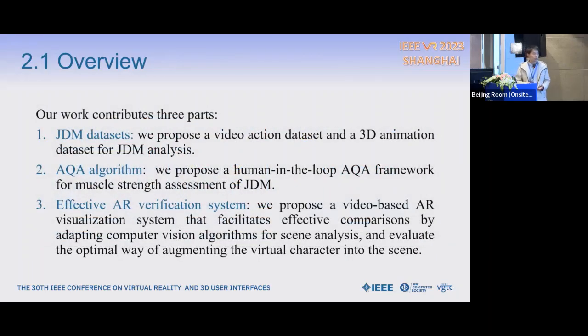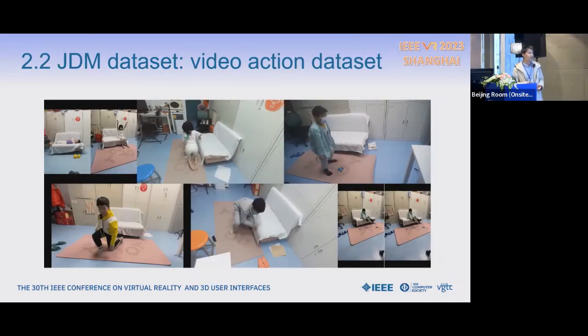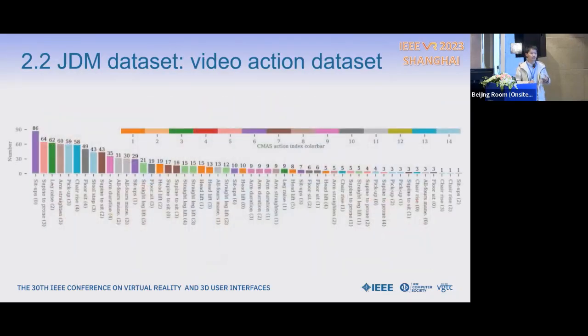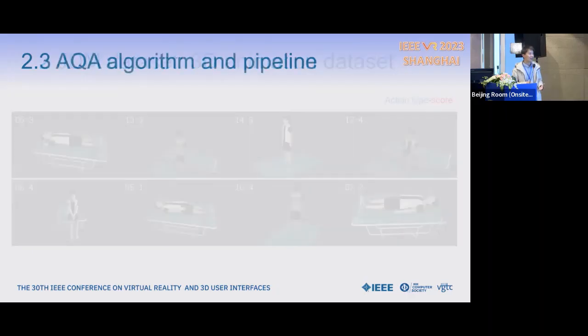Our work contributes three parts: the JDM dataset, the AQA algorithm, and an effective AR verification system. We propose a new large-scale video action dataset. In total, it contains 13 types of actions. The details of this dataset are shown in this figure. We also construct a 3D animation dataset covering each skill level of all types of actions.